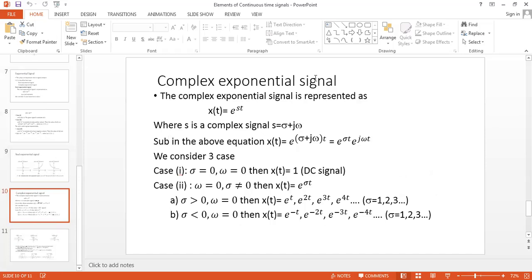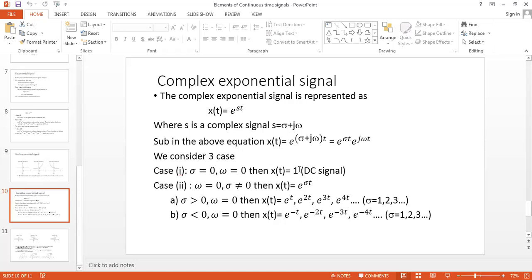Then the complex exponential signal is given as x(t) = e^(st). Instead of s, you substitute σ + jω. Substituting this value for s and multiplying by t inside, you get e^(σt) times e^(jωt). Here again we have cases: σ equal to 0, σ not equal to 0, σ greater than 0, and σ less than 0.